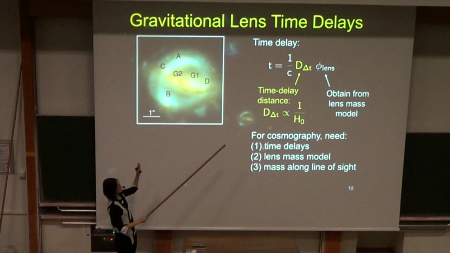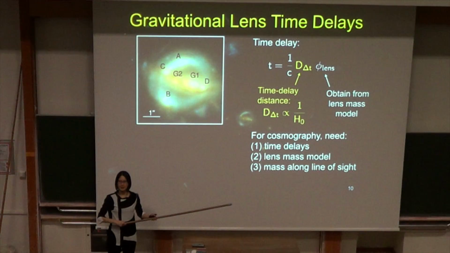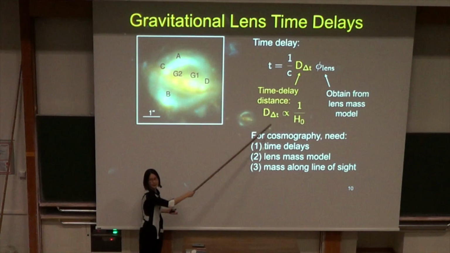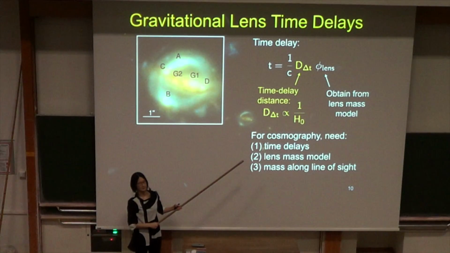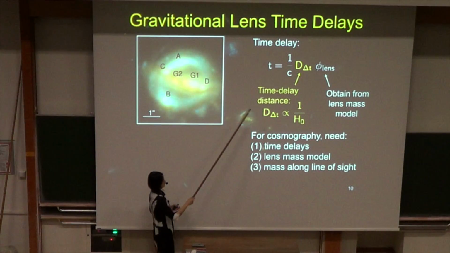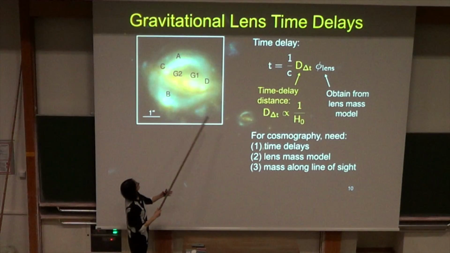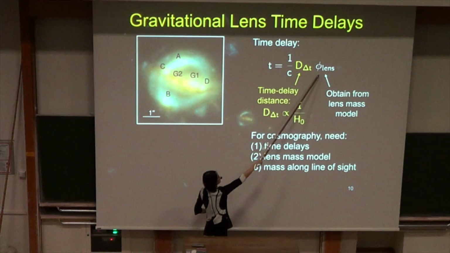So for this kind of system, if we can measure the distance, we can actually constrain the Hubble constant. So all our cosmological information enters here. To measure this distance, we need three things. You can see from this equation, we need to know the time delays. That's the first thing. Second, we need to know the lens mass distribution, that is of these two galaxies, because that affects this potential here.